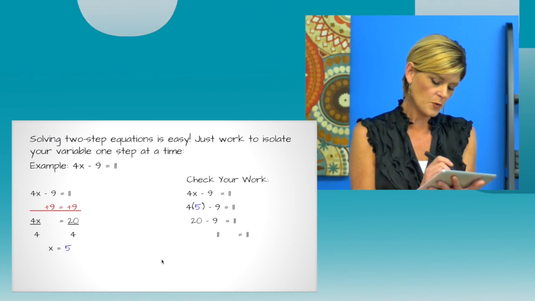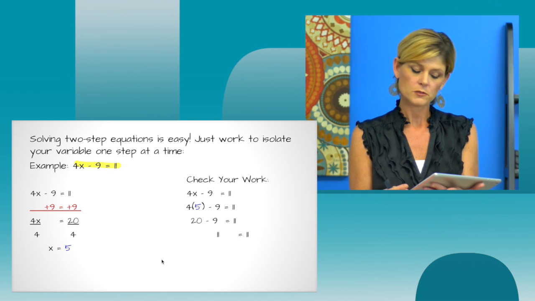Solving two-step equations is actually really easy. Just work to isolate your variable one step at a time. Let's take a look at an example. The example we have is 4x minus 9 equals 11.